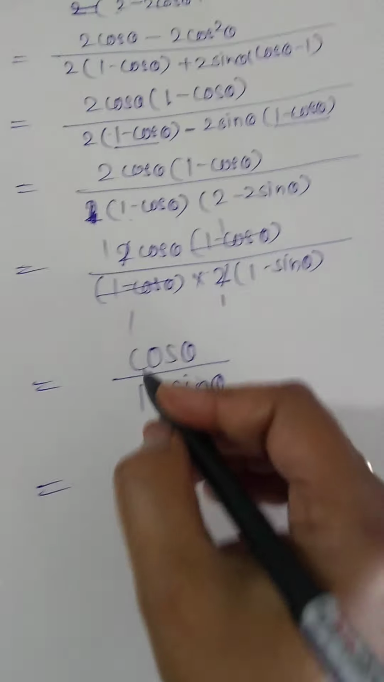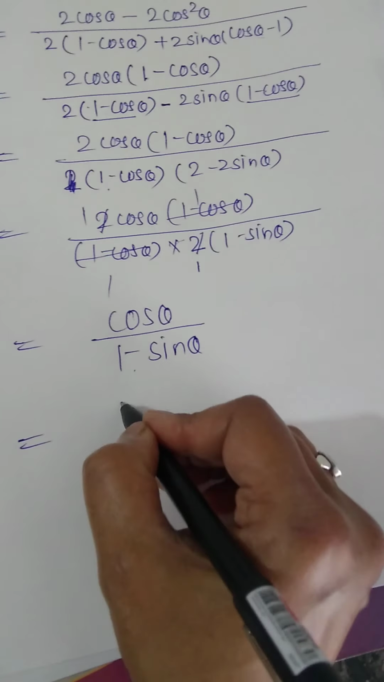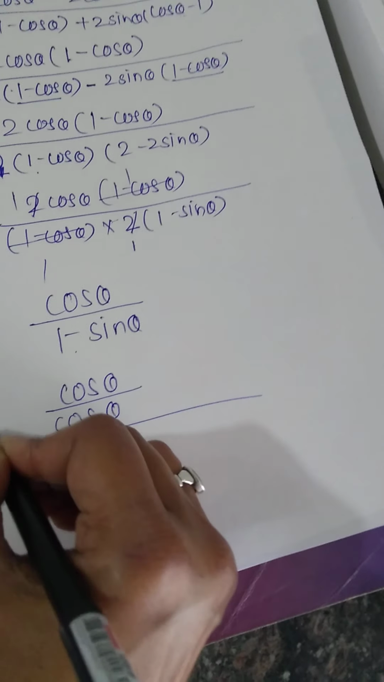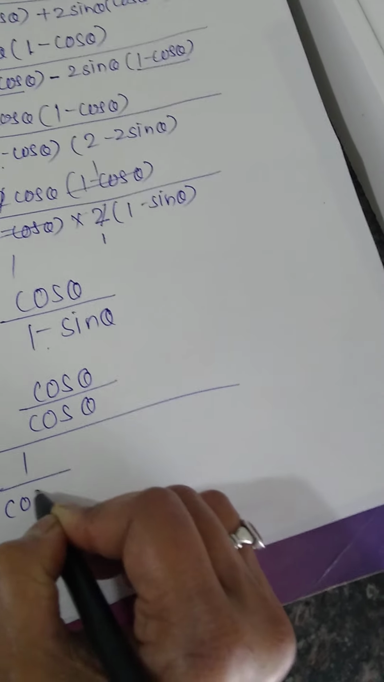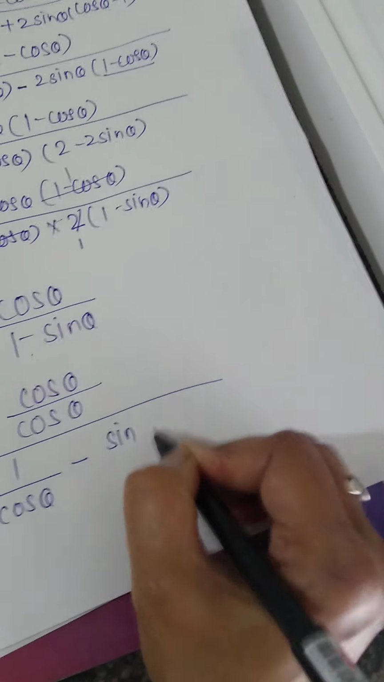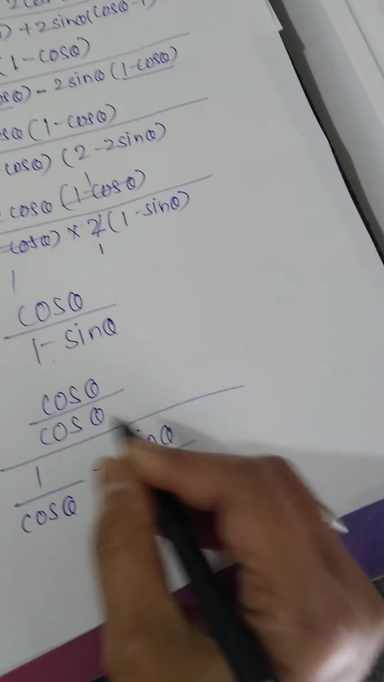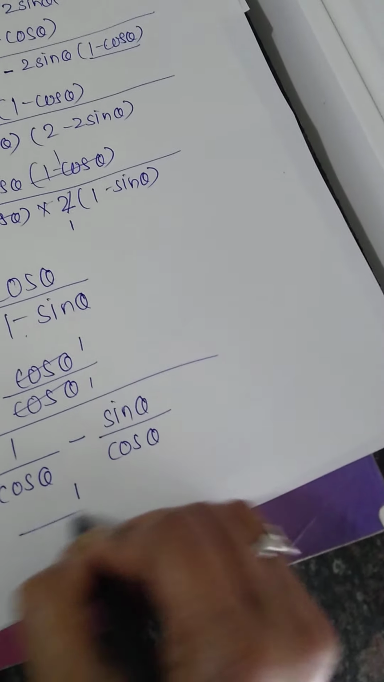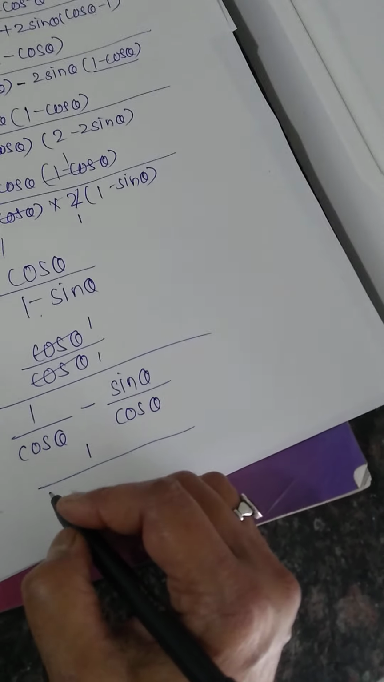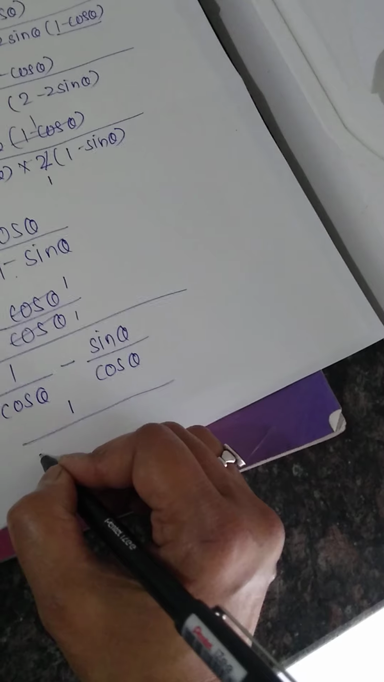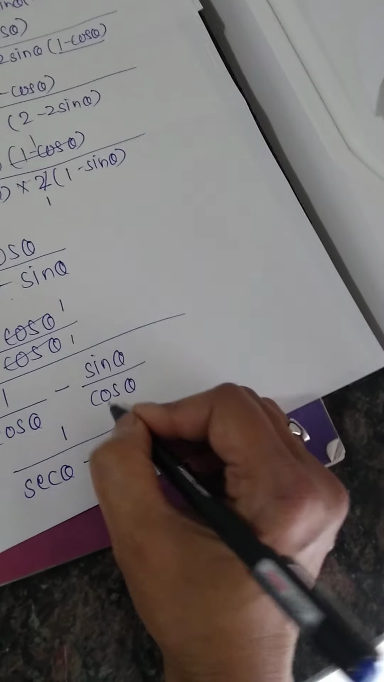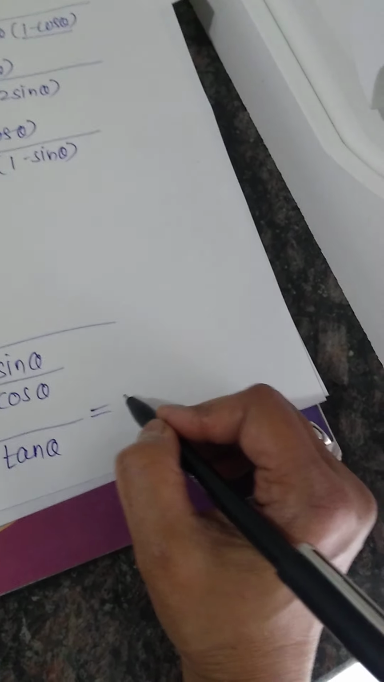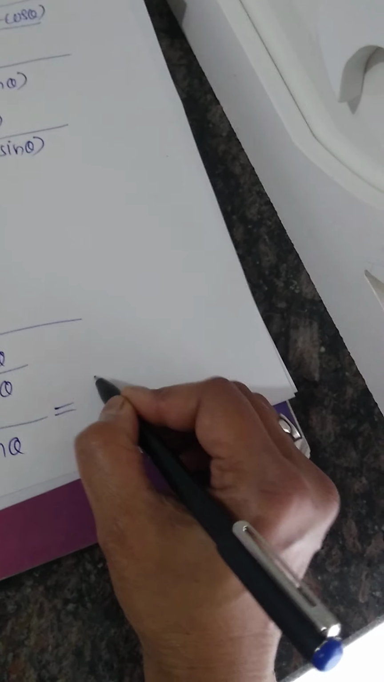If we divide this numerator and denominator by cosθ, like this, cosθ upon 1 upon cosθ minus sinθ upon cosθ. So cosθ is cancelled, and in the numerator 1 remains. 1 upon cosθ, by trigonometric ratio, we can write as secθ, and sinθ upon cosθ means tanθ. So we have proved that it is 1 upon secθ minus tanθ, that is the right hand side.